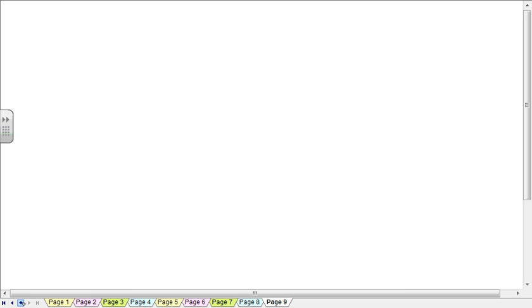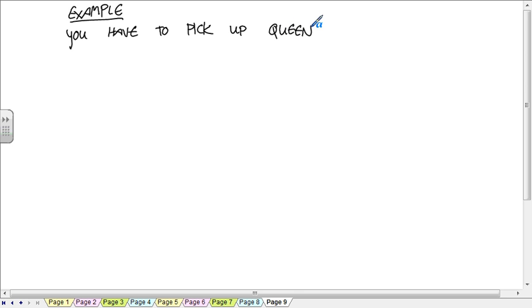Okay, so I have one example problem I want to do with this. Okay, so say you are assigned to pick up the Queen at the airport. So you have to pick up the Queen, or Queen, that's even better. You have to pick up the band Queen. I'm sure they are probably still a band and they just have some new singer who is in a tribute band or something. Let's say it's at 3:30 and your watch broke.